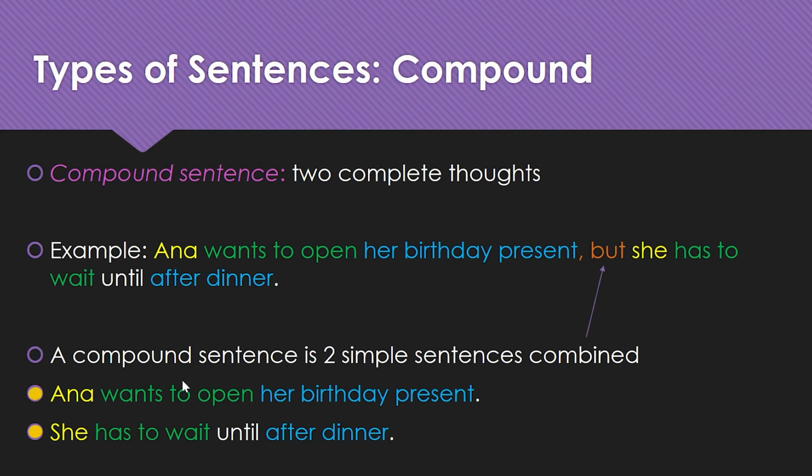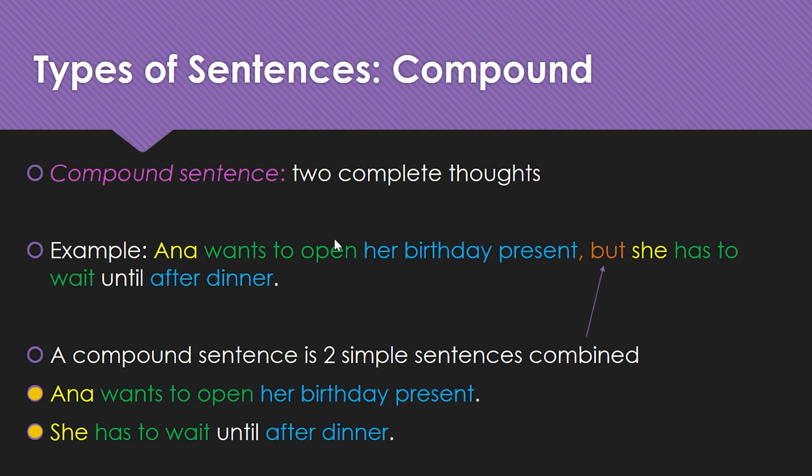sentences. So we have the subject, which is Anna, opening being the verb, and her birthday present is, what is she opening? Her birthday present. Or what does she want to open? Her birthday present. So there's that supporting detail. And in this sentence, she, which is referring to Anna as the subject, wait is the verb, and then when does she have to wait? Until after dinner. So there's the supporting detail.